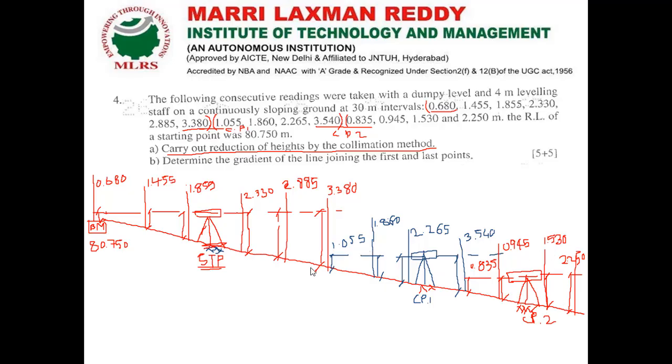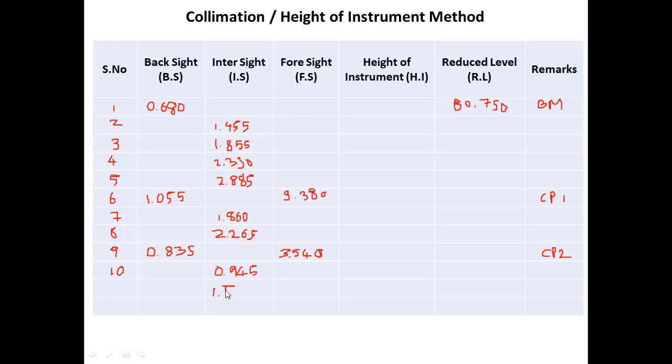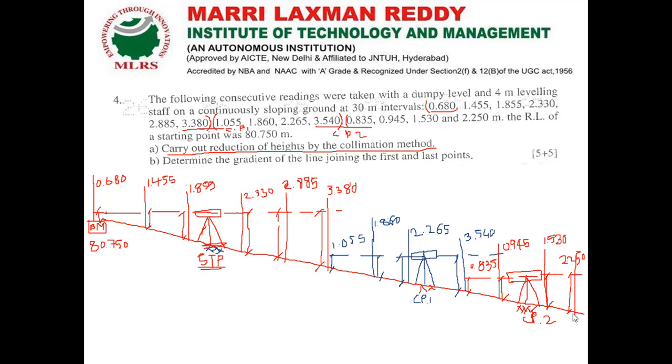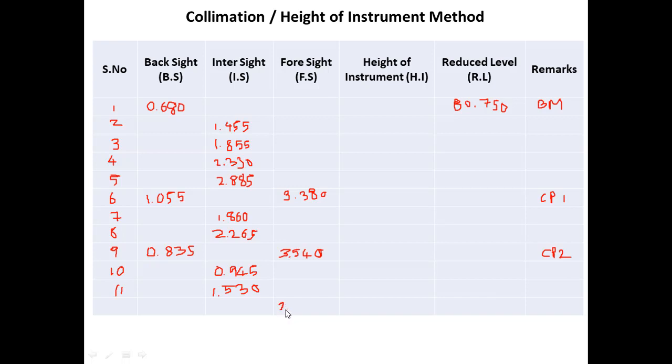And the 11th, 1.530. This is the 11th reading, and last. With respect to this CP2, this is the last reading, that is 2.250, which can be written in foresight. This is the 12th reading. So this is whatever we have done. Now this is called booking of level. Next we have to go for calculation, that is the reduced level of those points, that means those grounds.